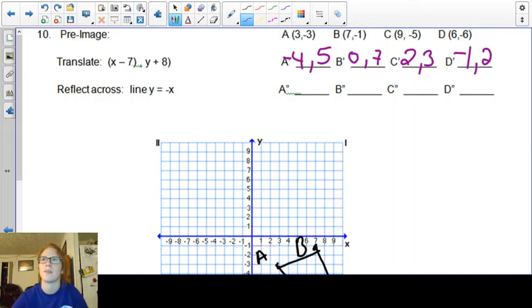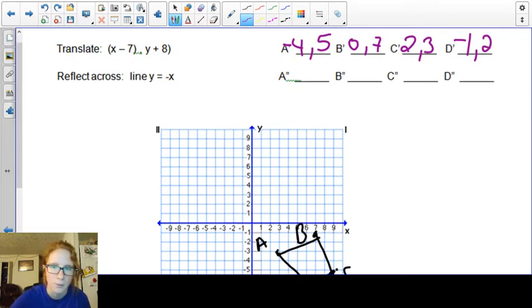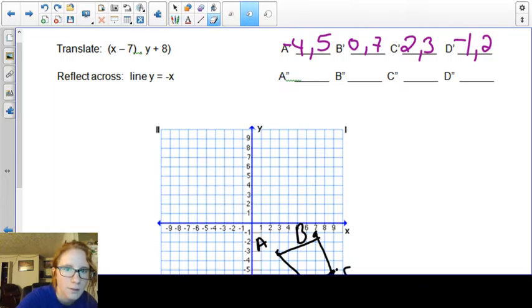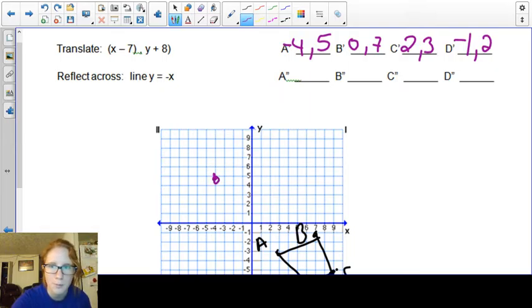So next I'm going to plot the purple. So I have -4, 5. So that's A prime. 0, 7, B prime. C prime is at 2, 3. And D prime is at -1, 2.